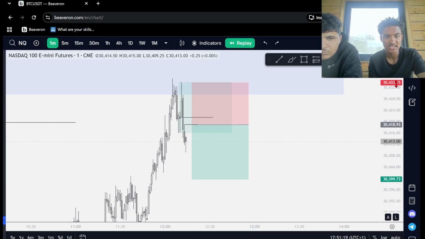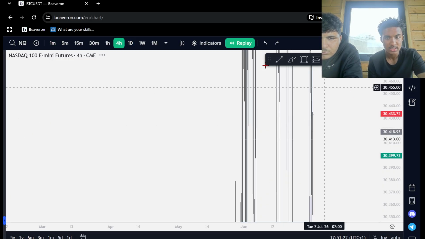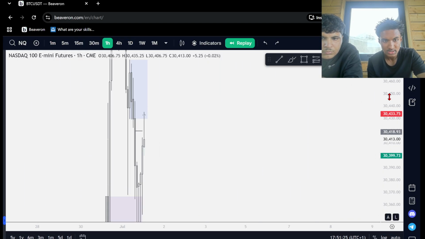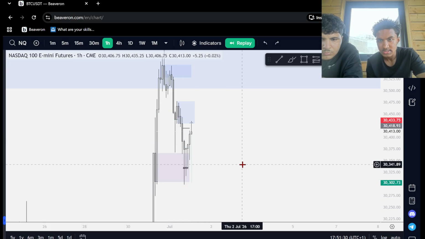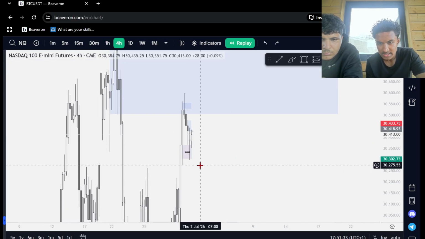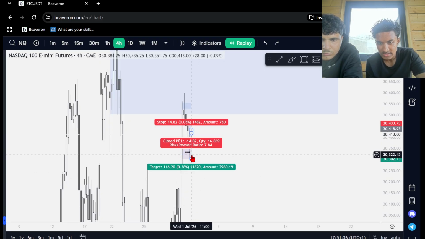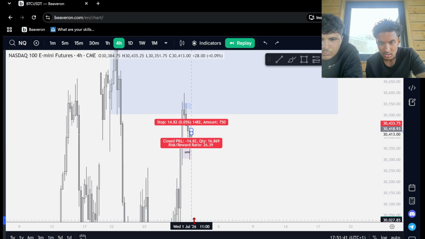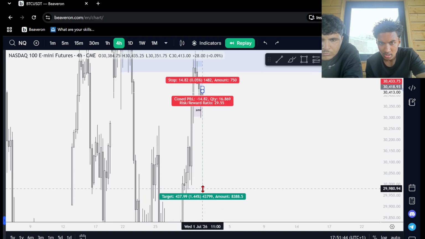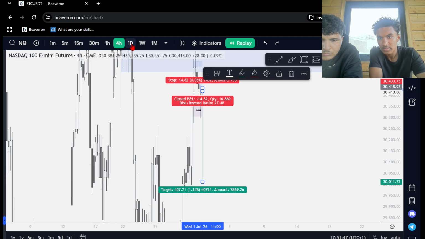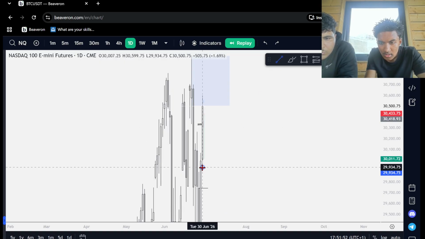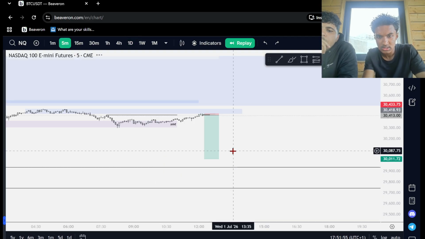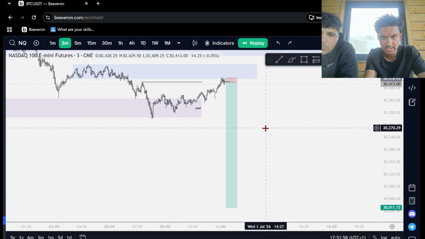But yeah, this is where we entered from, and then remember we targeted, I believe it was, let me see, where was it? I don't remember. I think it was maybe this gap or over here. It was 27R, wasn't it? This trade, yeah, 27. It must have been the daily gap right here. Anyway, nevertheless, let's see how the trade plays out.